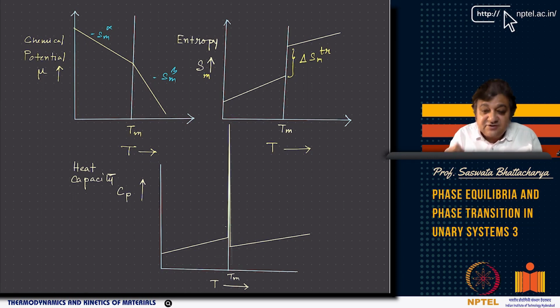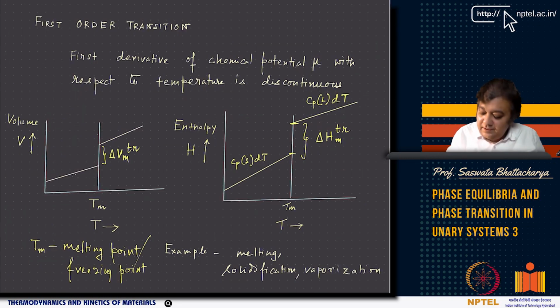Now, if you look at the first order transition, what I told is the first derivative of the molar free energy or first derivative of chemical potential will be discontinuous, right? As you can see, if you look at the change in Sm, the change in Hm, or the change in molar volume, you will see that there is a discontinuity. These are first derivatives. Molar volume is the first derivative with respect to pressure, enthalpy or entropy, first derivative with respect to temperature. So these show discontinuities.